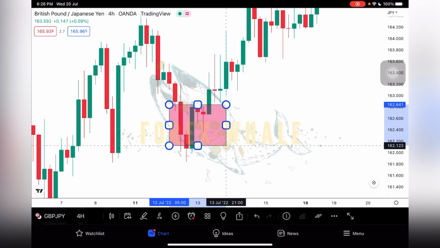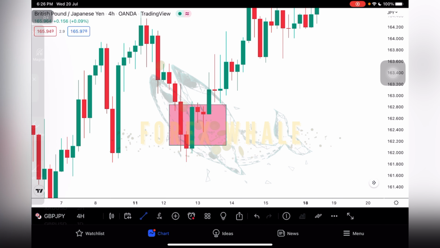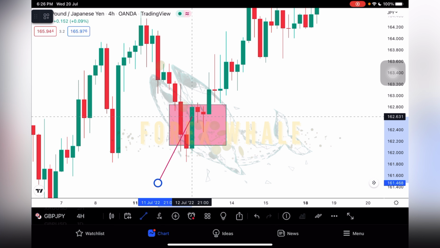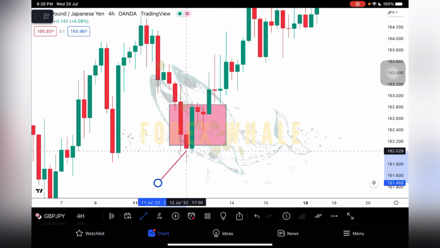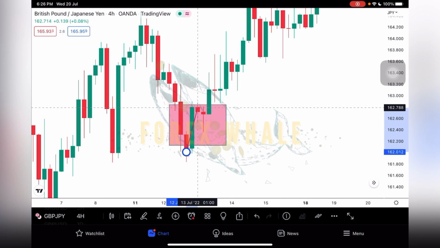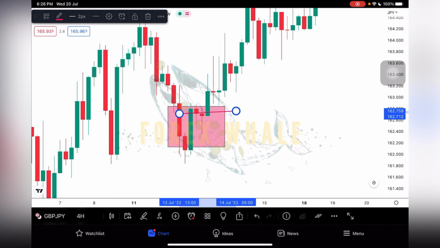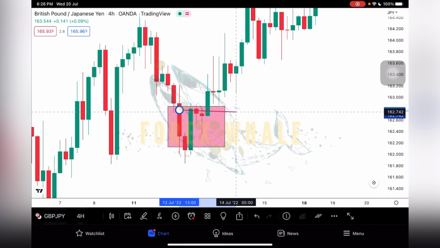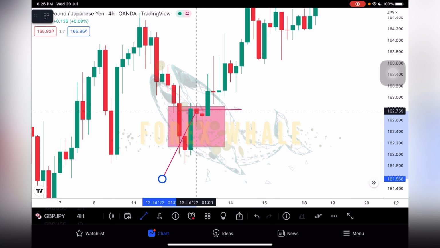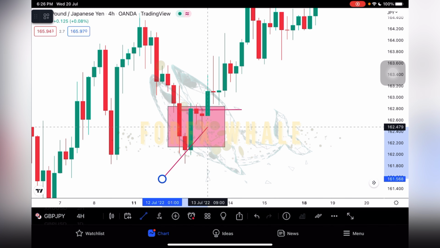Isn't this a bullish engulfing? It is a bullish engulfing. Why? Because look at this body. This body is bigger than the previous candlestick. So once price has formed this bullish engulfing, what you can do is place your first entry there. Then if price retraces a little bit somewhere around this candlestick that has been engulfed, you can place your second entry.